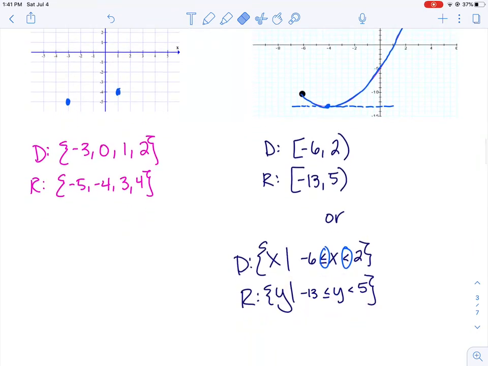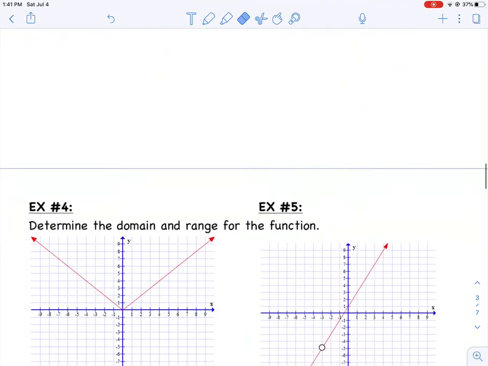In set builder notation, I could say the set of all y's such that y is greater than or equal to -13, but less than 5. So again, domain left to right, range bottom to the top. All right, let's practice a few more.